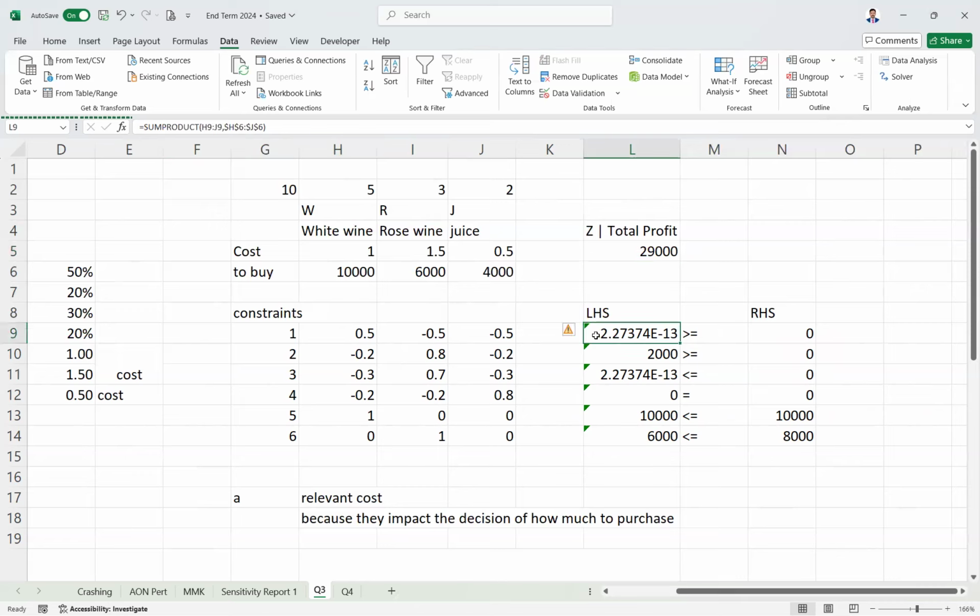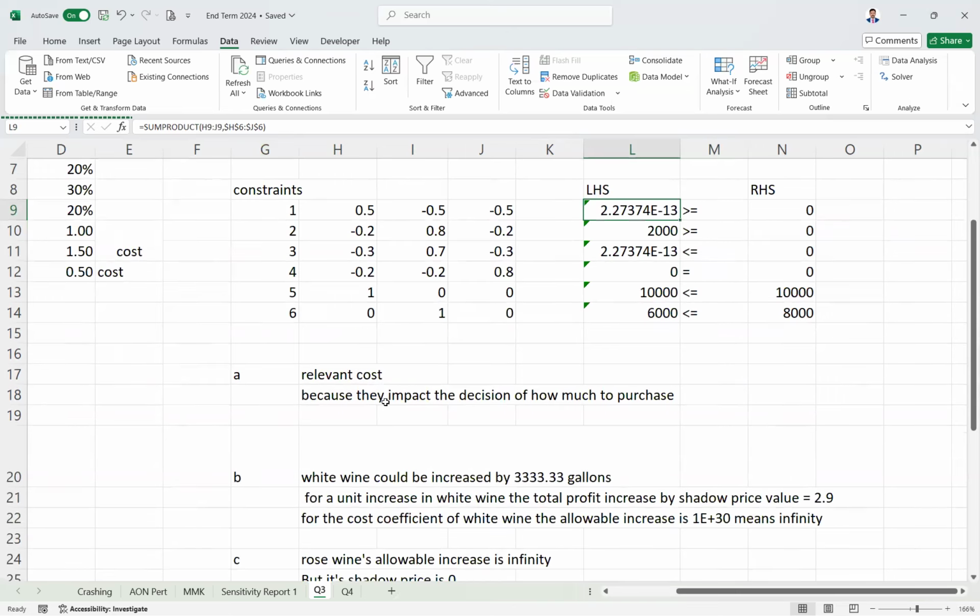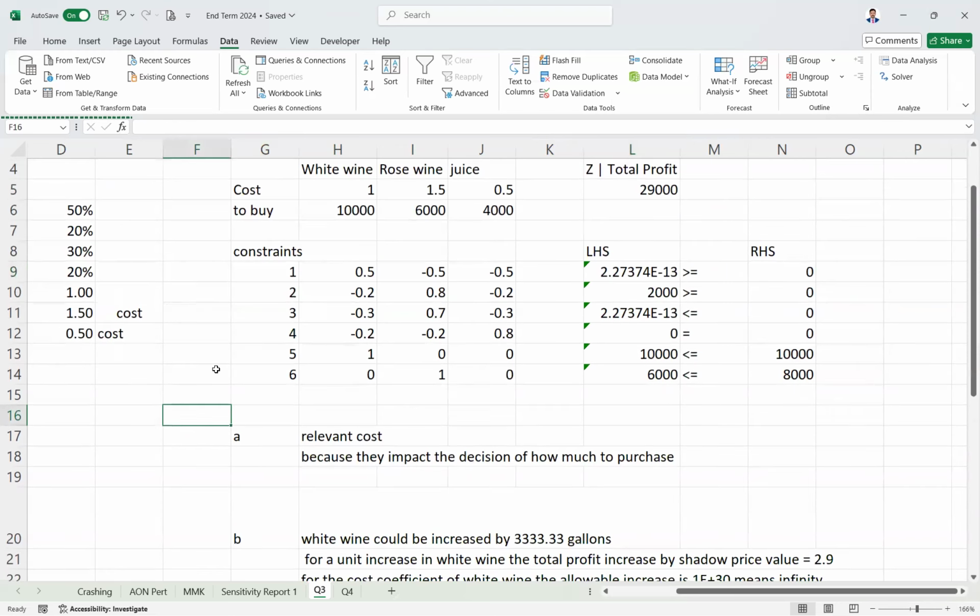And what is LHS? LHS is nothing but the sum product of these coefficients with these values, where you are locking the gallons to buy with the F4 key. I hope that is known to all. Right. So this part is clear, right? It is simple how to solve this LPP.